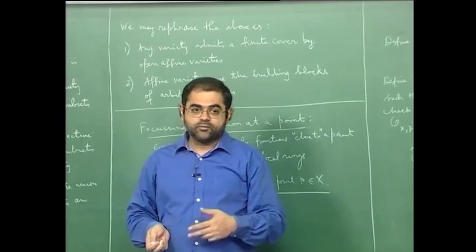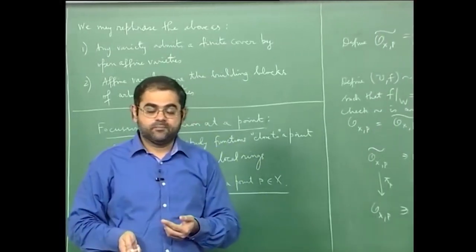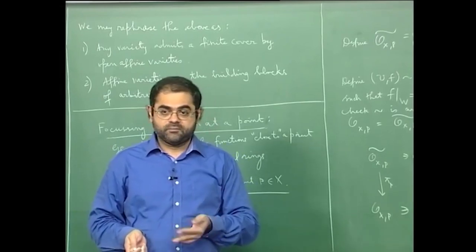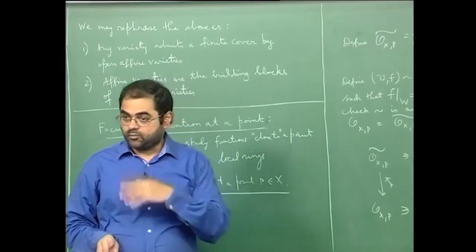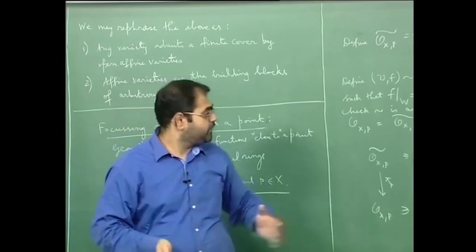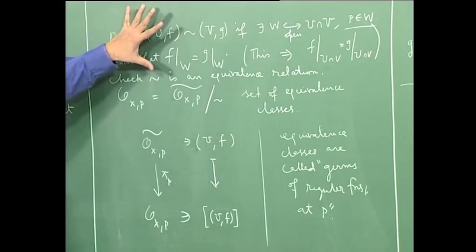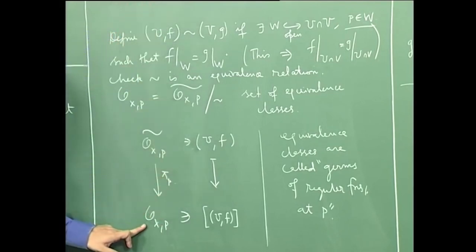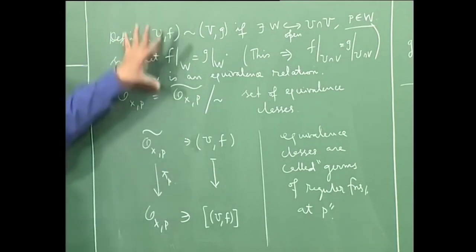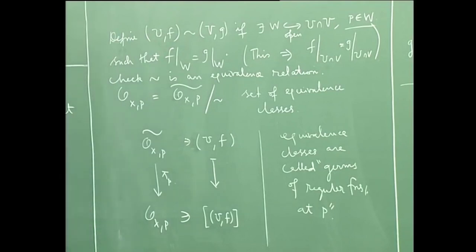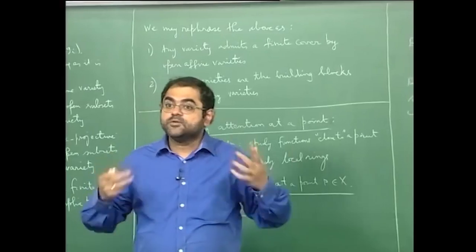Okay, and then you could add more conditions. You could make that function not just continuous, you can make it differentiable if you want, or if it's complex valued, you can make it holomorphic or analytic. And you can put the same definition, and you will see that again you will always land in a local ring. So this whole process of identifying equivalence classes of functions which agree in a neighborhood of a point automatically produces a local ring.